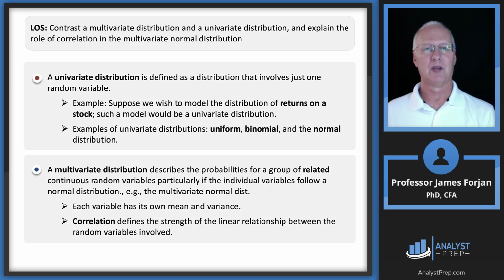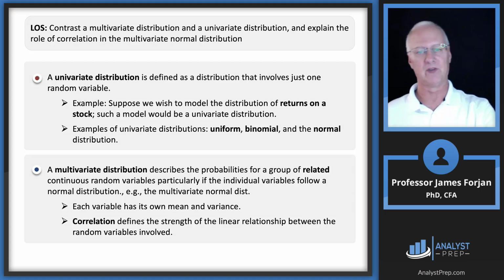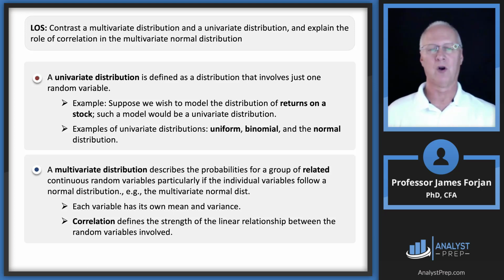All right, let's look at the LOS about multivariate and univariate distributions. Univariate, uni meaning one, so that's not surprising for you to read that, involves just one random variable. A multivariate distribution is a group of related random variables, particularly if the individual variables follow a normal distribution. So we need to know about means and variances for both univariate and multivariate, but they become more and more important in the multivariate distribution because of how they relate to each other. And that's why we have correlation at the bottom. We talk about correlation all the time throughout the CFA program. Correlation, remember, measures the strength and the direction of a relationship between two variables.